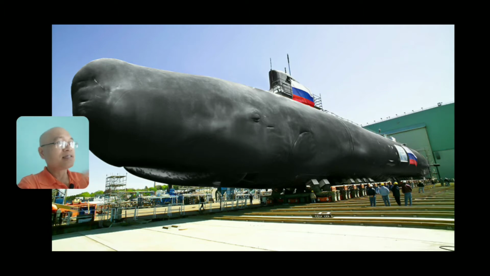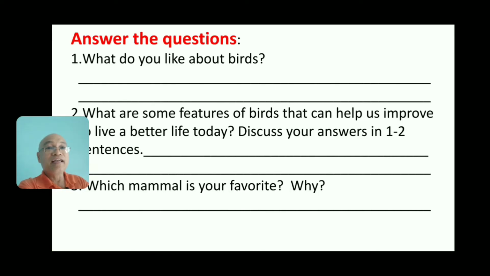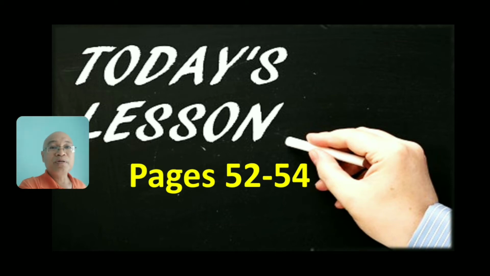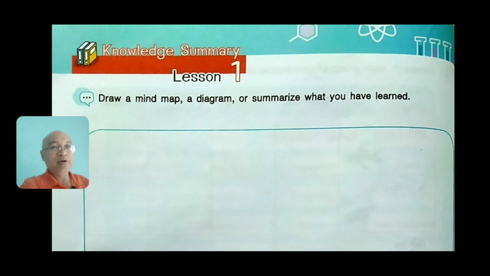So a lot of the vehicles today are modeled from the animals, and we already know that we learn from them. All right, I believe you did this exercise already, and so for today, again, go to your book and turn to pages 52 to 54. We'll be answering these questions today. I want you to answer them.